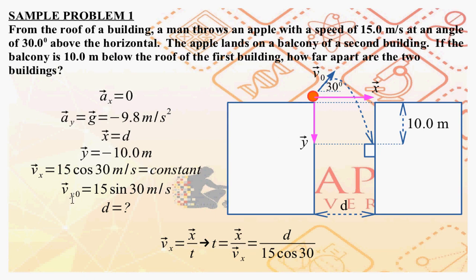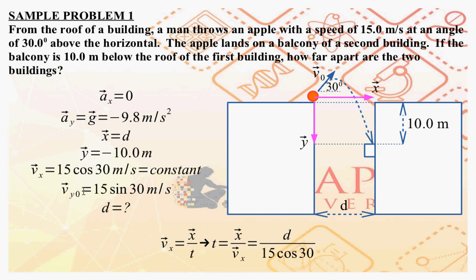Vy initial is equal to the hypotenuse, 15 meters per second, multiplied by sine 30 degrees. Again, Vy initial, because the object is undergoing freefall motion along the y component, the velocity along the y component is changing. So this is just the initial velocity.